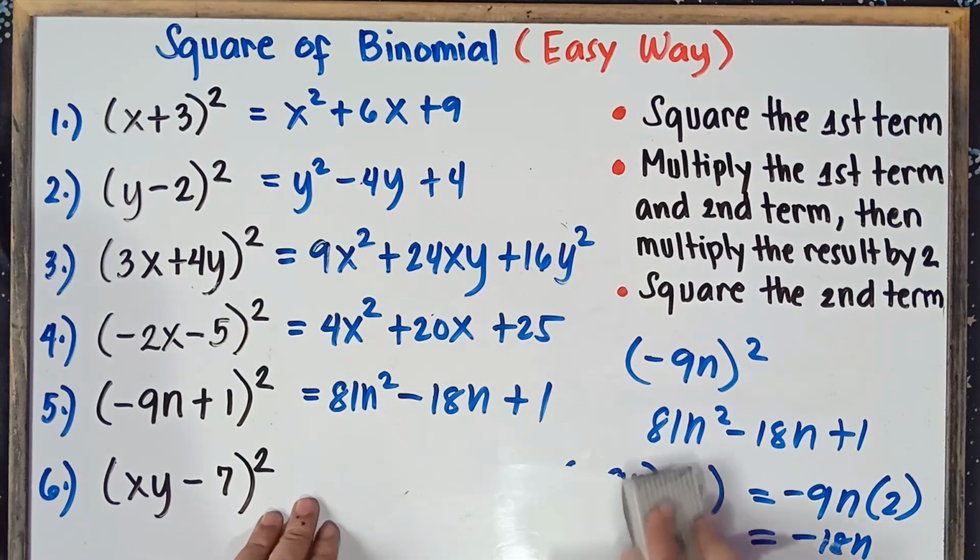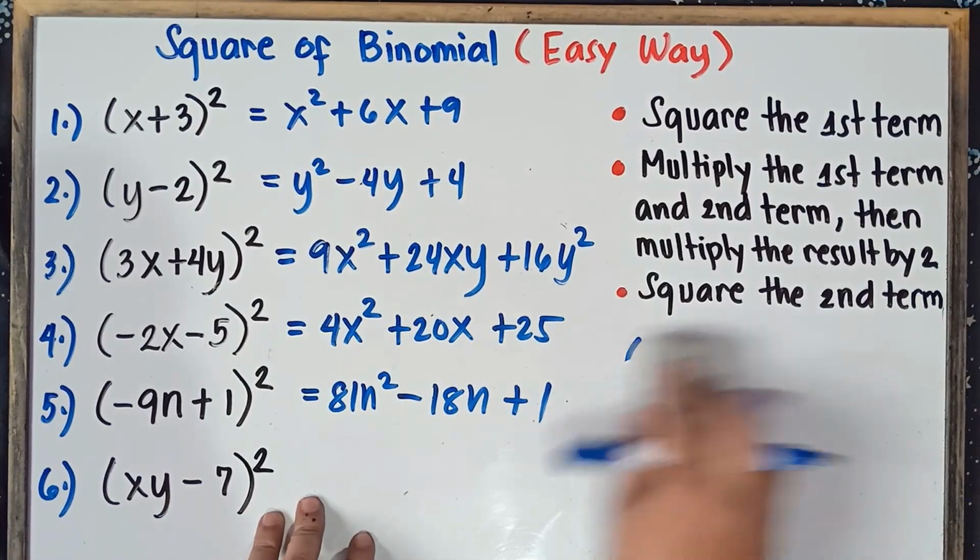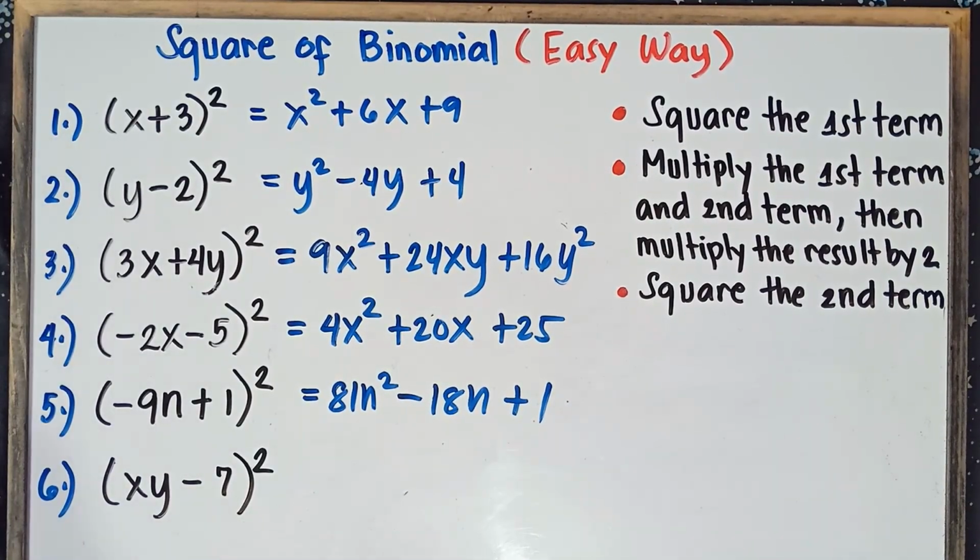All set. Alright, so let's have example number 6. Last example, class. I hope it's clear for you, class, with regards to the square of binomial. Because I'm sure, class, if you master the procedures, you can answer this one right away.